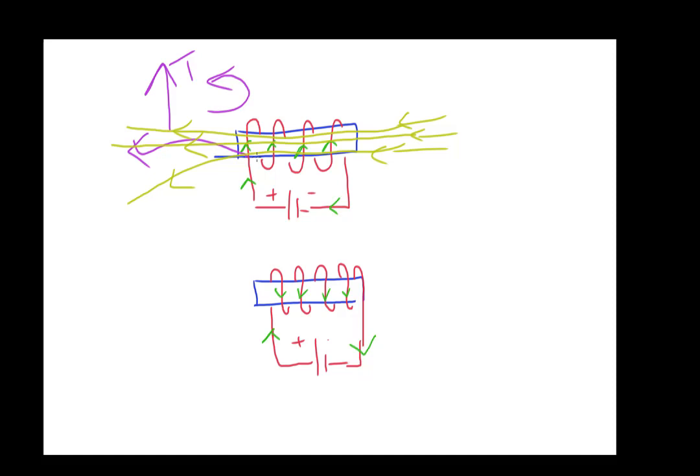Similarly, now let's look at the other example. In this one, let's grab hold of this wire right here. Your thumb is pointing down. If your thumb is pointing down, your fingers are curling this way. If the fingers are curling this way, that means the magnetic field is in essence going this way right here.